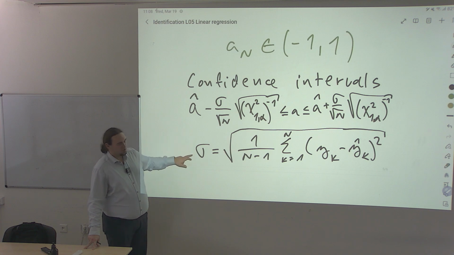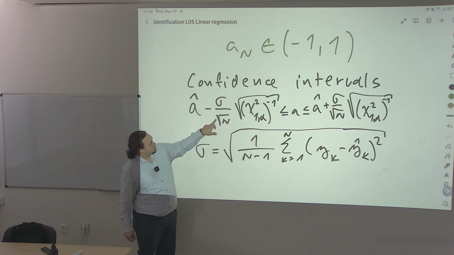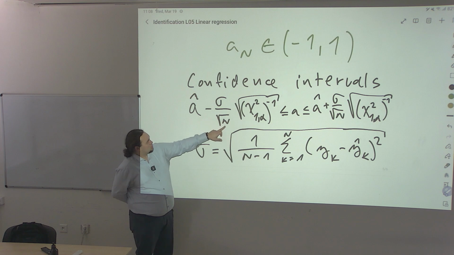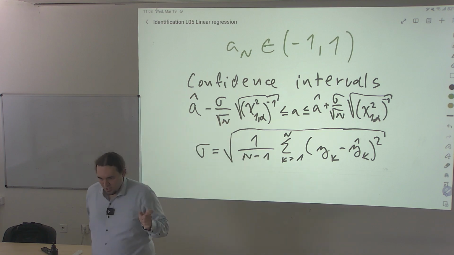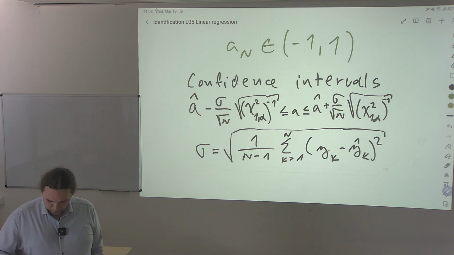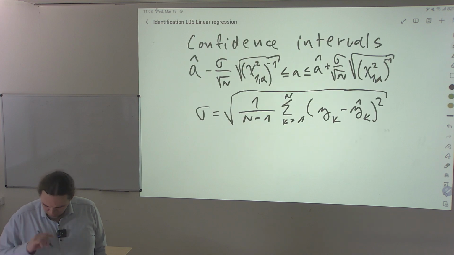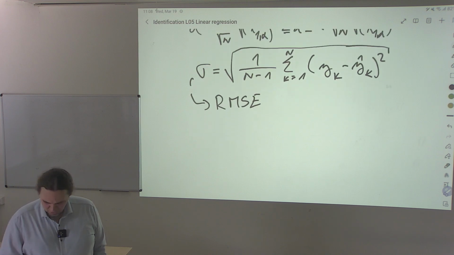You will know this also as RMSE, root mean squared error. And we can plug it in, taking into account how many measurements we did. We can say what is our confidence in the value of the slope that we achieved. So this is also known as root mean squared error.